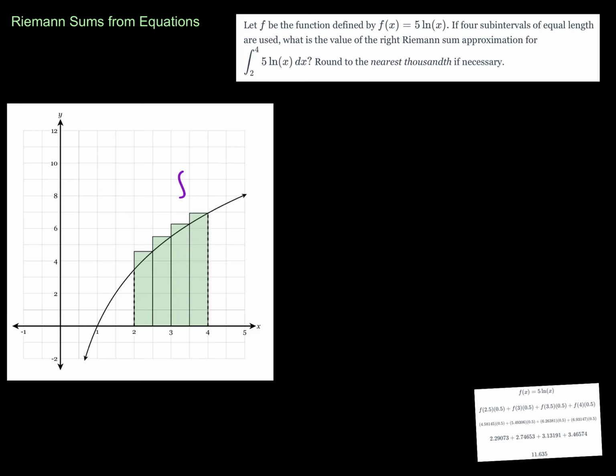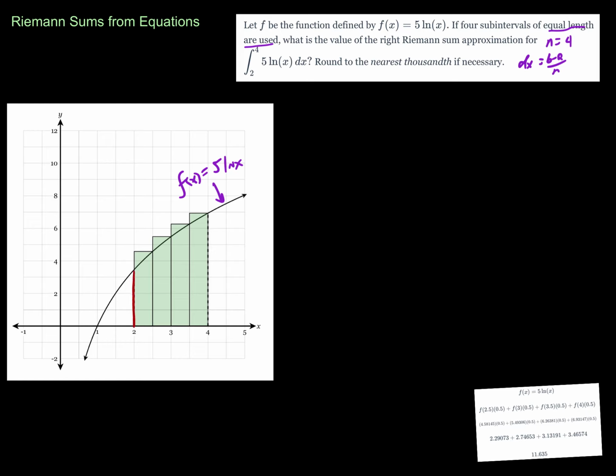Here we're dealing with a function f of x equals 5 ln of x, and we want to break that up into 4 subintervals. This is the function we're talking about, and our n equals 4. We're going to have equal length subintervals, so our dx, our change in x, is going to be b minus a over n. This notation is saying we're going from x equals 2 to x equals 4, and then we have to figure out what our change in x, or delta x, is.